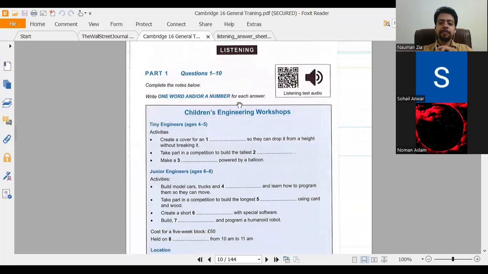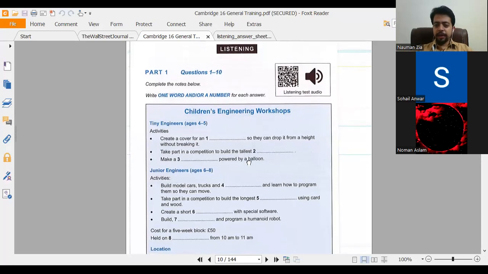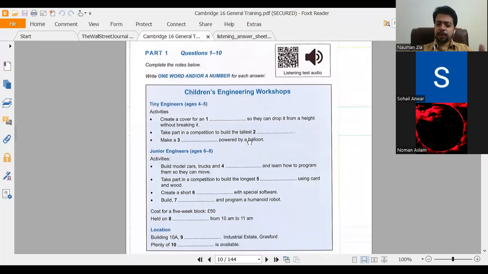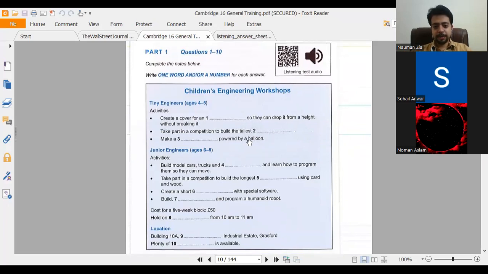Cambridge 16, page 10, okay? Question number 1 to 10. I told you that there are four sections or four parts. The part 1, which is the first part, 1 to 10 questions, right? Now, mostly 80 to 90% of the time, the first 10 questions are fill in the gaps, right? Now you can see, write one word or a number. It is very important to read the instructions.